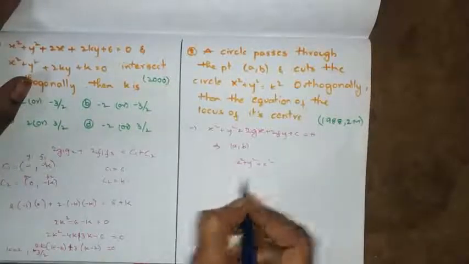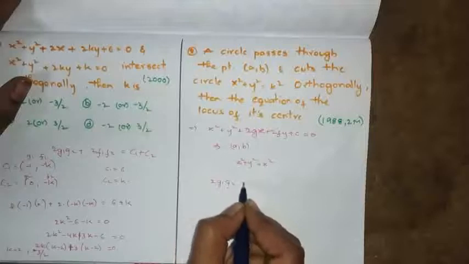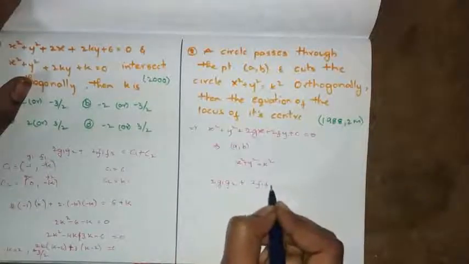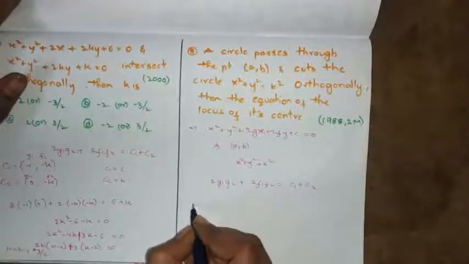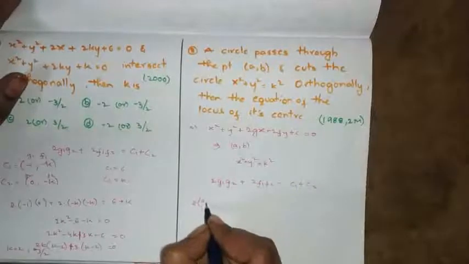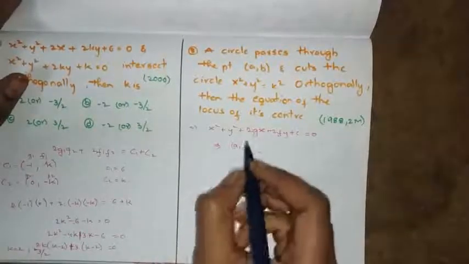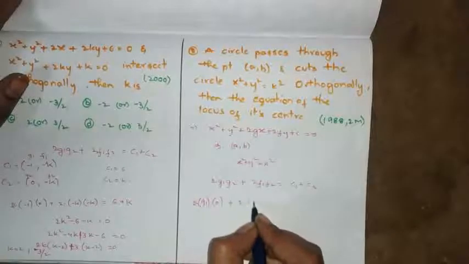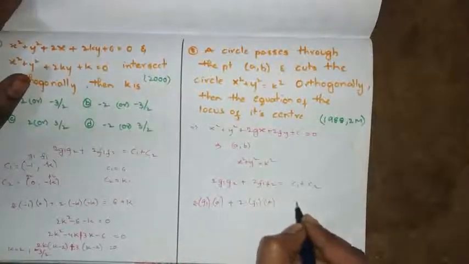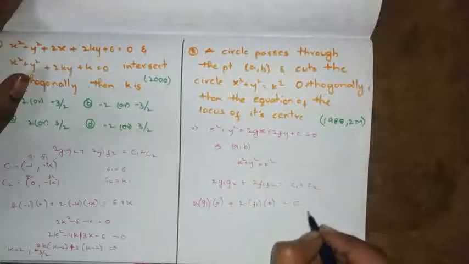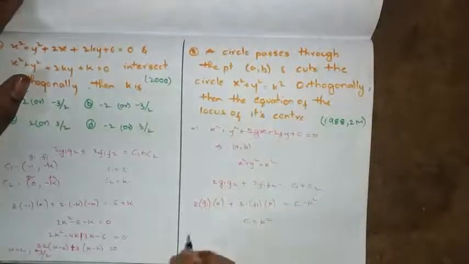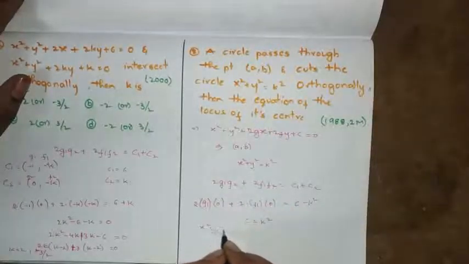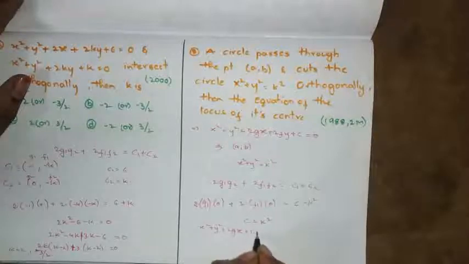Orthogonal to this circle: 2g1g2 plus 2f1f2 is equal to c1 plus c2. Orthogonal condition, never forget. 2 into g1, we don't know, and g2 is 0 from this. 2 into f1, I don't know, and it will become 0. C1 is c minus k square. From this I can get c is equal to k square. Apply this here: x square plus y square plus 2gx plus 2fy plus k square is equal to 0.